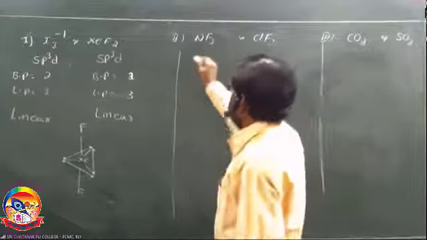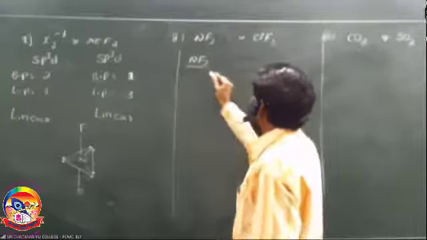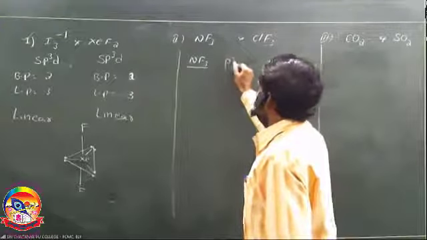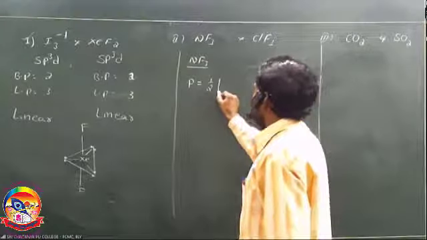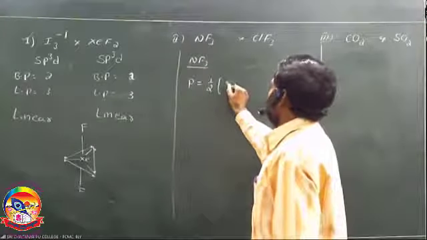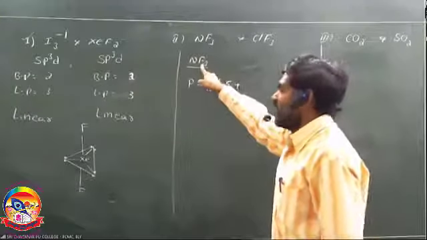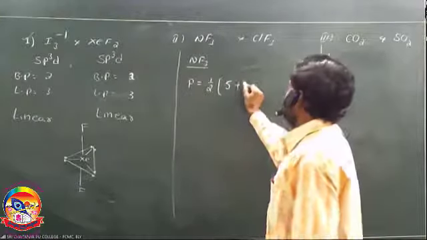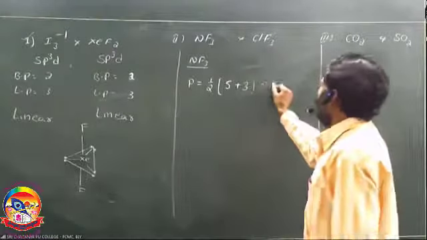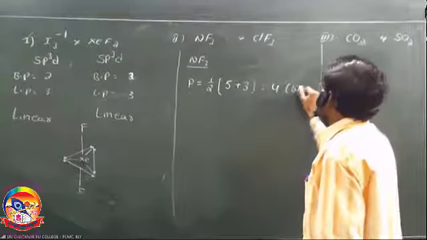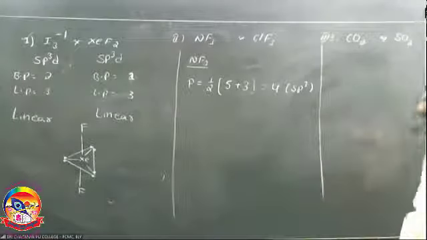So in the second set, first compound is nitrogen trifluoride NF3. So first calculate the P. P is equal to, what is the formula? Half into nitrogen belongs to fifth group. So 5 plus the number of monovalent atoms. Fluorine, chlorine, bromine, iodine and hydrogen are monovalent. So 5 plus 3, 8. 8 by 2, 4. 4 means what is the hybridization? sp3 hybridization. So P value 4 means sp3 hybridization.